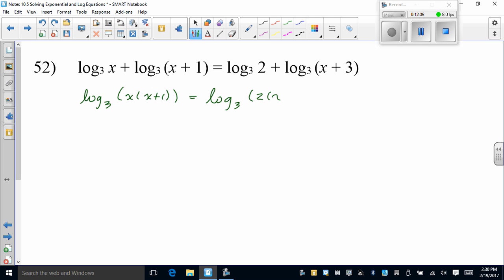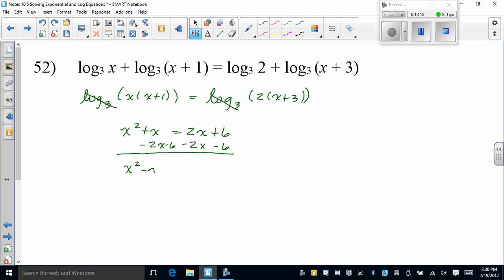Logs are exactly the same, so I can at this point go ahead and cancel them out. I also need to distribute. So I have x squared plus x equals 2x plus 6. Move everything to this side because it's a quadratic, so I have to have it equal to 0. Minus 2x minus 6, minus 2x minus 6. So I have x squared minus x minus 6 equals 0.